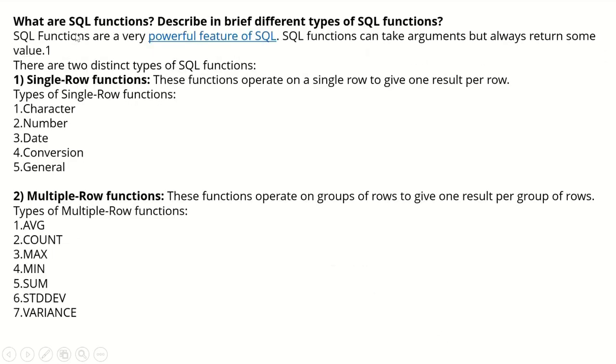So the next question is, what are SQL functions? Describe in brief the different types of SQL functions. SQL functions are a very powerful feature of SQL. SQL functions can take arguments but always return some value. There are two distinct types of SQL functions. Single row functions operate on a single row to give one result per row. Types of single row functions are character, number, date, conversion, and general. Multiple row functions operate on groups of rows to give one result per group of rows. Types of multiple row functions are average, count, max, min, sum, stddev, and variance.